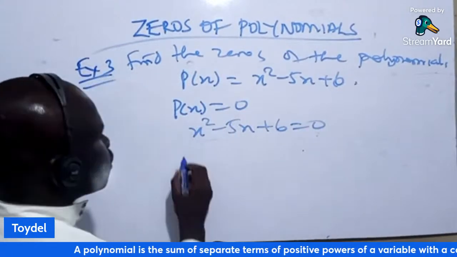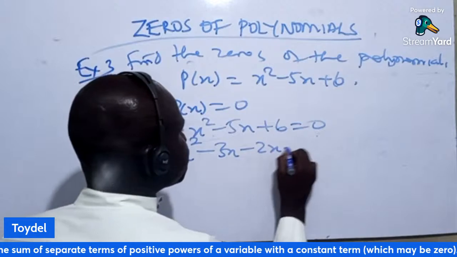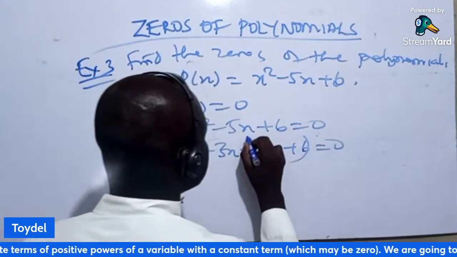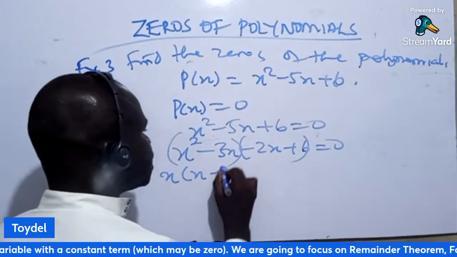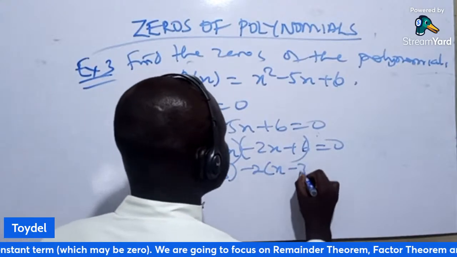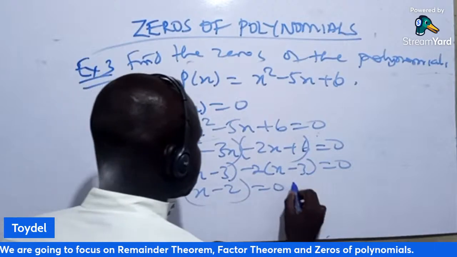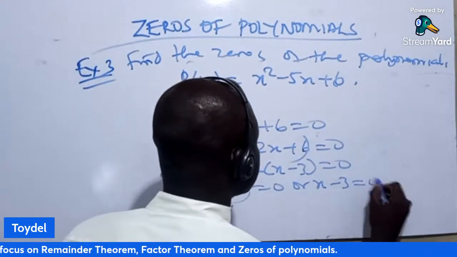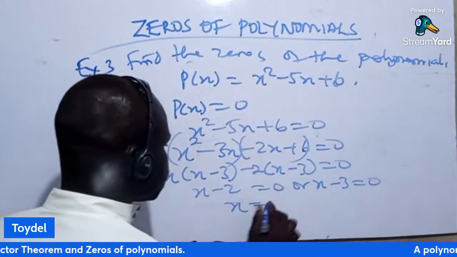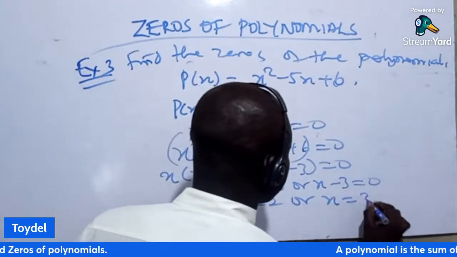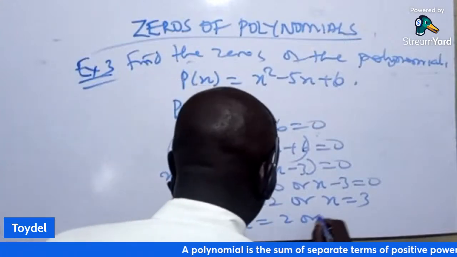So we can go ahead and factorize this. We are going to have x squared minus 3x minus 2x plus 6 equal to 0. Now this is a quadratic expression, so we can factorize this. So x is common, we have x minus 3. Minus 2 is common, we have x minus 3 equal to 0. So here we have x minus 2 equals 0, or x minus 3 equals 0. So here we have x is equal to 2, or x is equal to 3. Therefore, x is equal to 2 or 3.